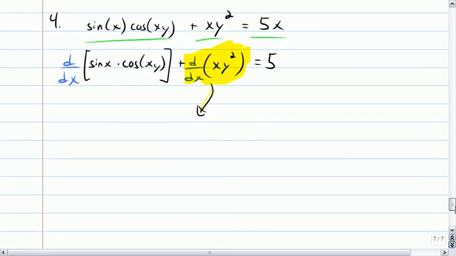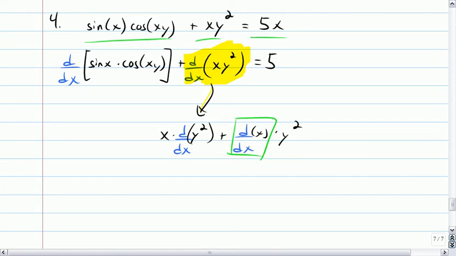So I see a product rule. So I'll go x times the derivative of y squared with respect to x plus the derivative of x times y squared. That thing there, how much is that? That's 1. Okay, so this is just y squared. This thing here, that's your 2y prime. So you've got x times 2y prime plus y squared.